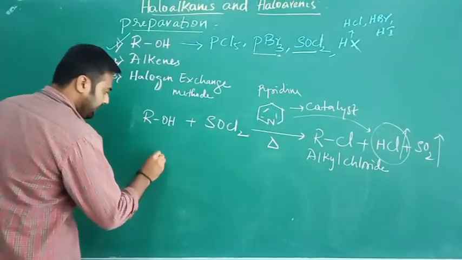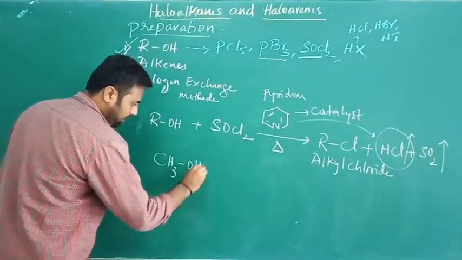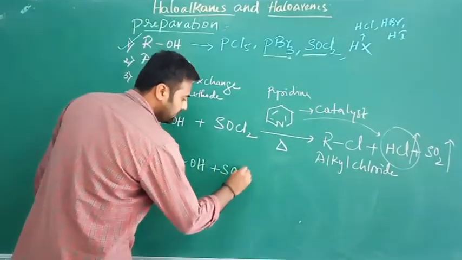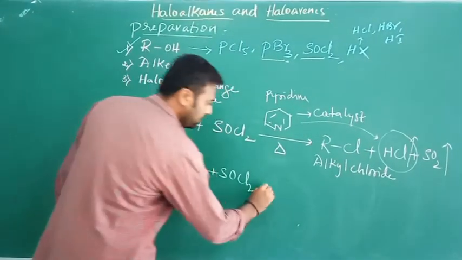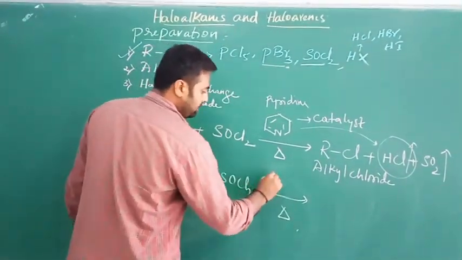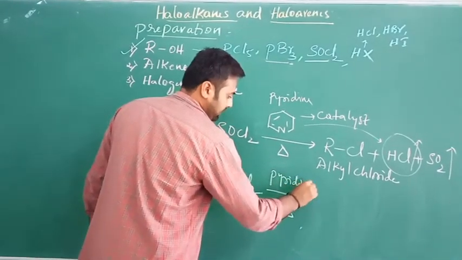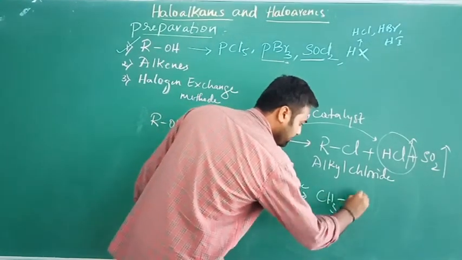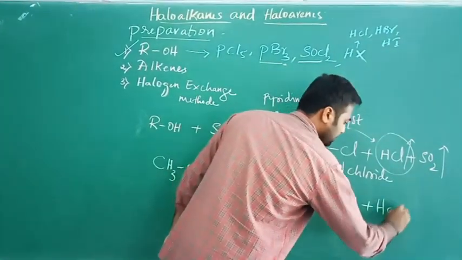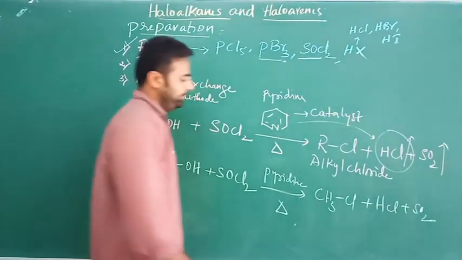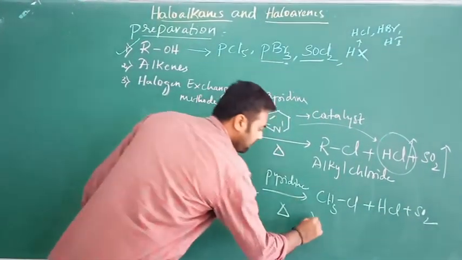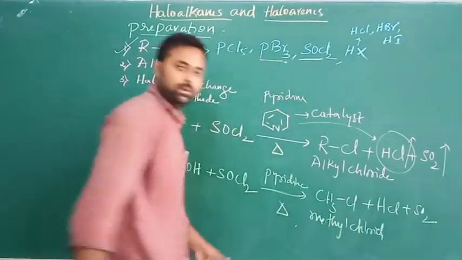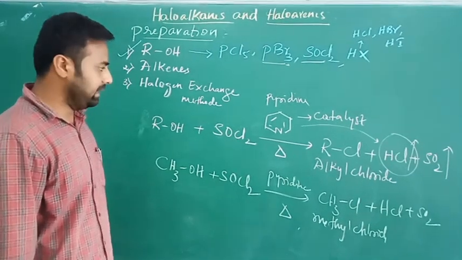So you can take the example as methanol, CH3OH, treated with thionyl chloride in the presence of pyridine, which gives, this methyl group combines with this Cl, that leads to the formation of methyl chloride, and obviously HCl and SO2 are produced. The name of this compound is methyl chloride. It's a very simple reaction. You can easily write this reaction.